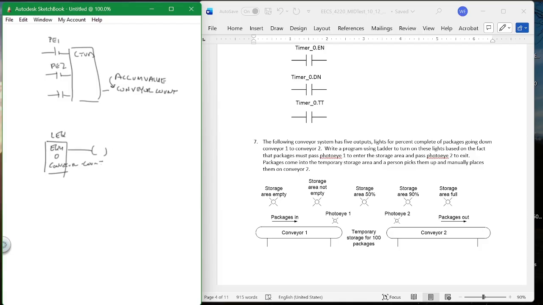That's this light right here, empty. And all these are a bunch of compare statements. Not empty, greater than 0; 50%, greater than or equal to 50; 90%, greater than or equal to 90. If 100 is your maximum number, say it's for 100 packages, then greater than or equal to 90, greater than or equal to 100. Okay? So you have compare statements for each of those. Greater than or equal to. That's it. That's the answer to that one.